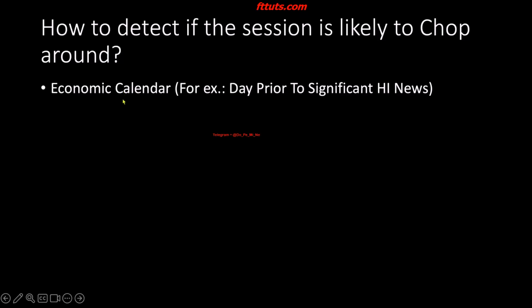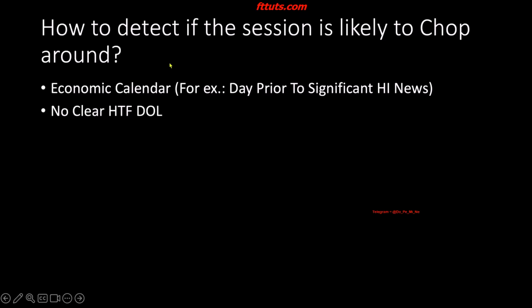How to detect if the session is likely to chop around? First of all, we will take a look at the economic calendar. For example, the day prior to significant high impact news is likely to be filled with choppy sessions to engineer liquidity as explained prior. If we know that there's a significant high impact news driver tomorrow, what can we anticipate for today? We can anticipate today to be a mess, and therefore the best thing to do is to walk away.